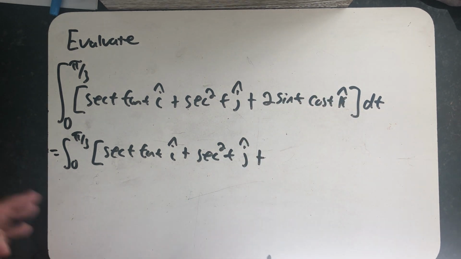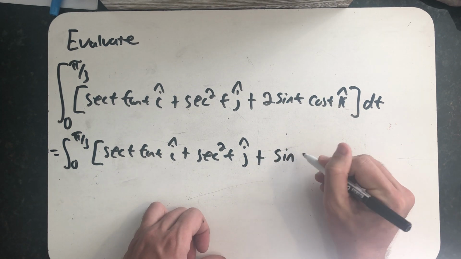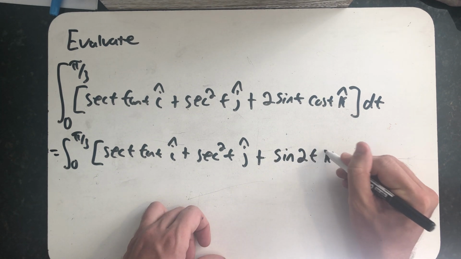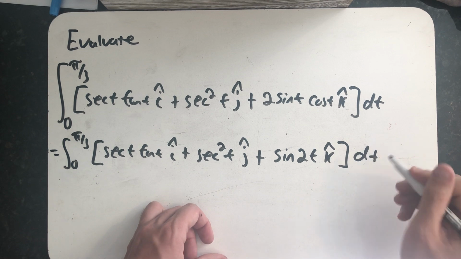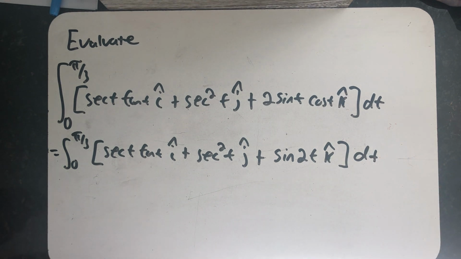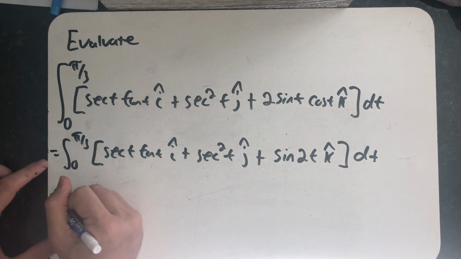Two sine t cosine t is a double angle formula for sine. So that's really just sine of 2t in the k component. So now let's just find some antiderivatives and then see if we can evaluate the definite integral.